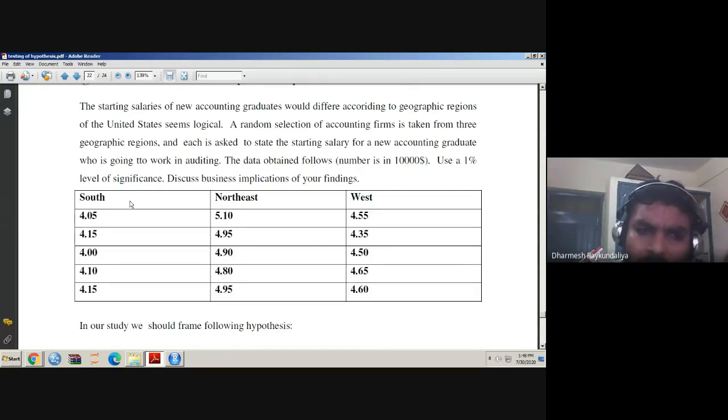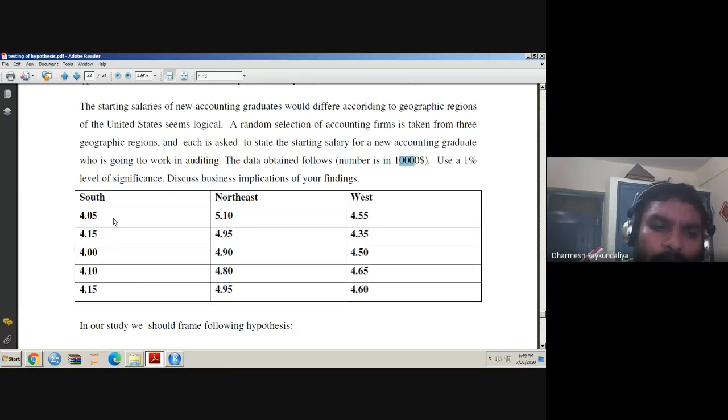And they have taken three regions: south, northeast, and west. So what they did: they randomly selected accounting firms from the three different regions and asked them the initial salary of an accounting graduate. So in the south it is saying 4.05 multiplied by 10,000. It means it is 45,000.